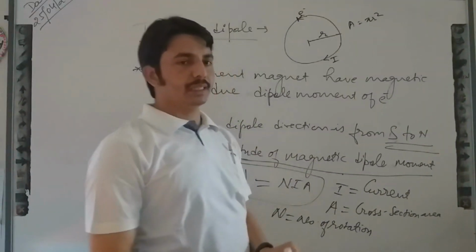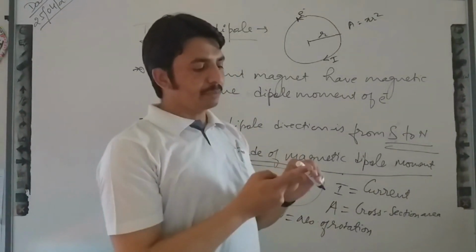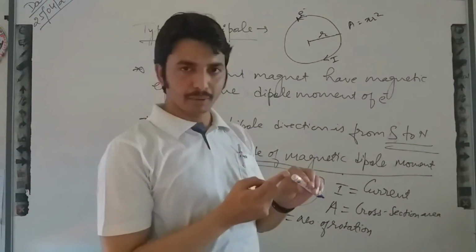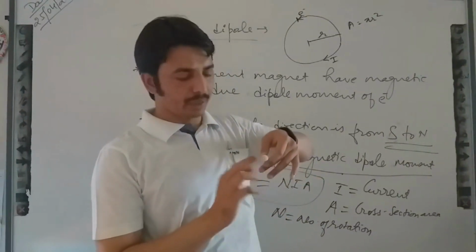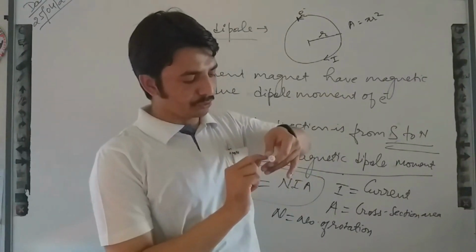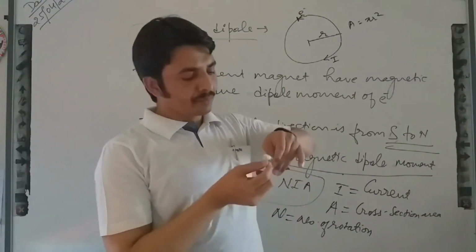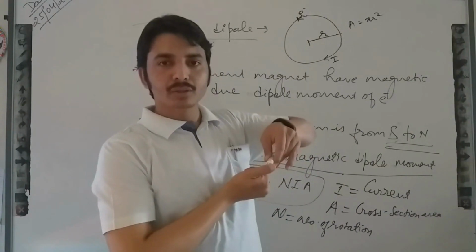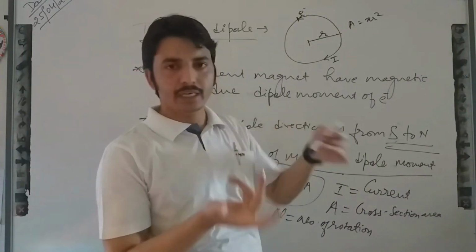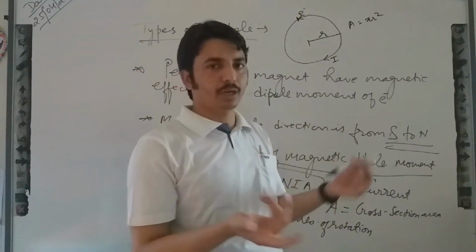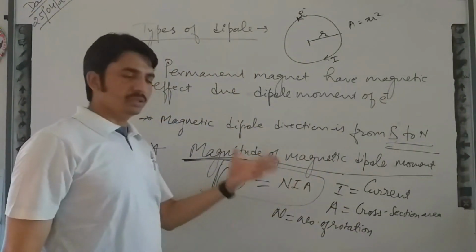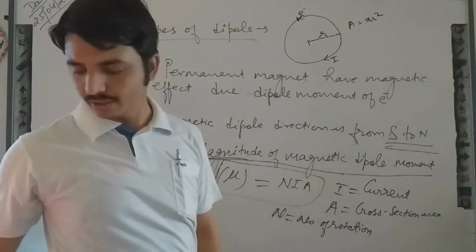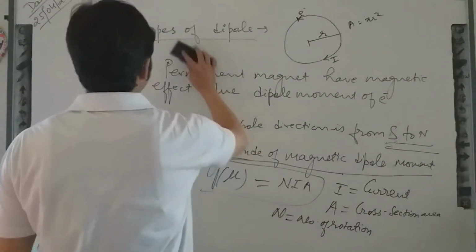And in the previous class I discussed, if I cut a permanent magnet from between like that, this is a permanent magnet, and cut it longitudinally, then what will happen? The area will decrease. If the area decreases, then its magnetism will also decrease, because the magnitude of the dipole moment depends on N, I and A. Clear?